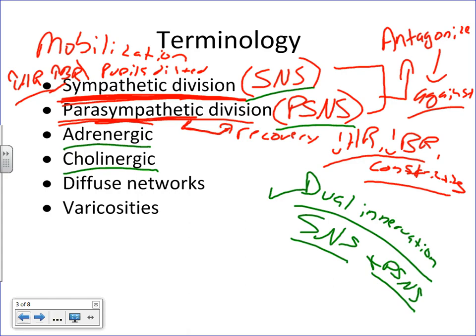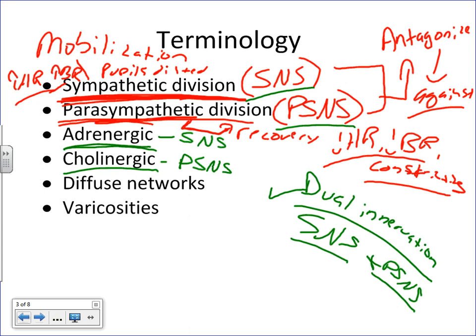So what you should be doing is primarily associating adrenergic with the sympathetic nervous system and cholinergic with the parasympathetic nervous system, okay? So when we say adrenergic, what is that? Well, think of that for a second. What does that word even sound like to you? I'm assuming you guys are thinking adrenaline. Okay, if you're thinking adrenaline, sure.